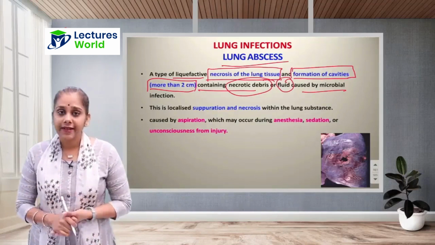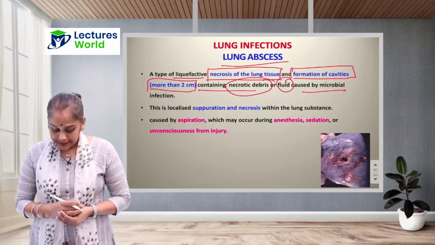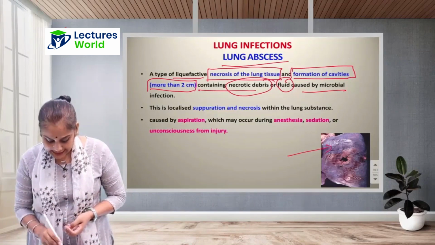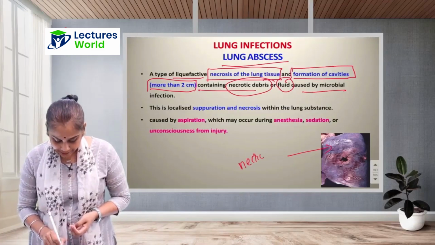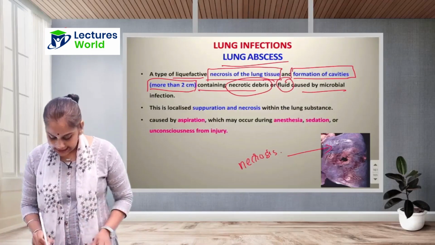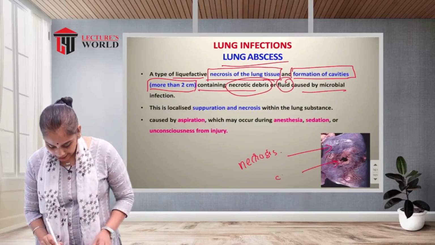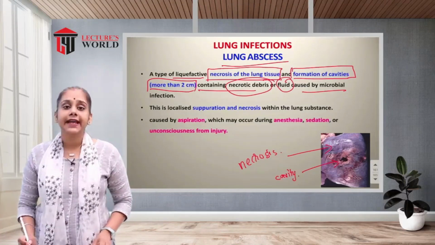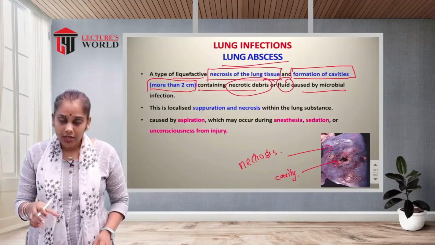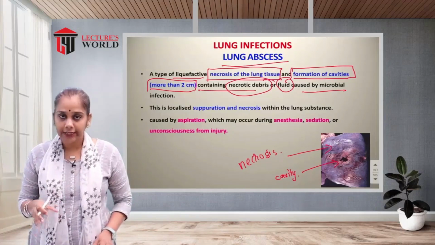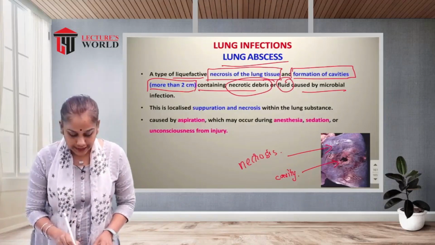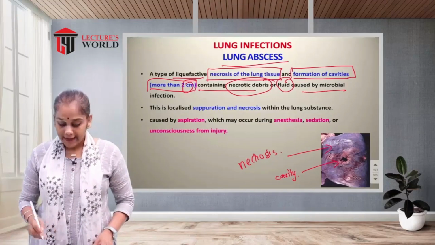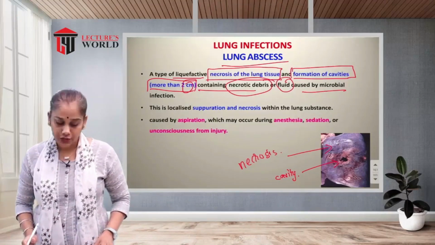So what is lung abscess? You can see in the figure, there is necrosis. See, this is the necrosis, and see, this is a cavity. Okay, this is a cavity in the lung. Formation of a cavity in the lung that is more than 2 centimeters, and necrosis of the lung tissue.